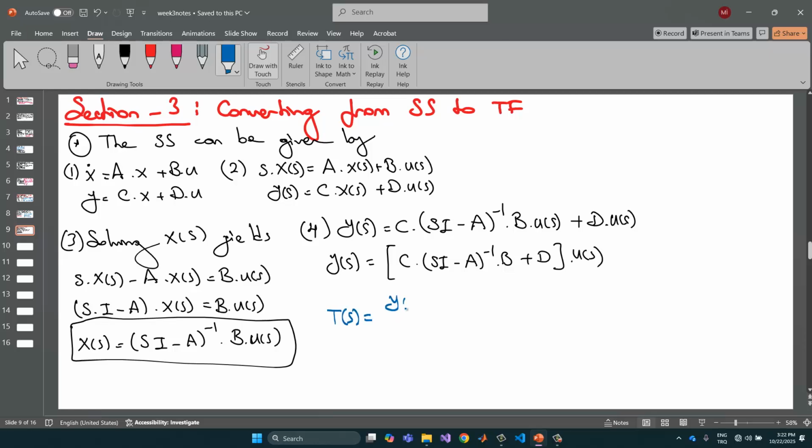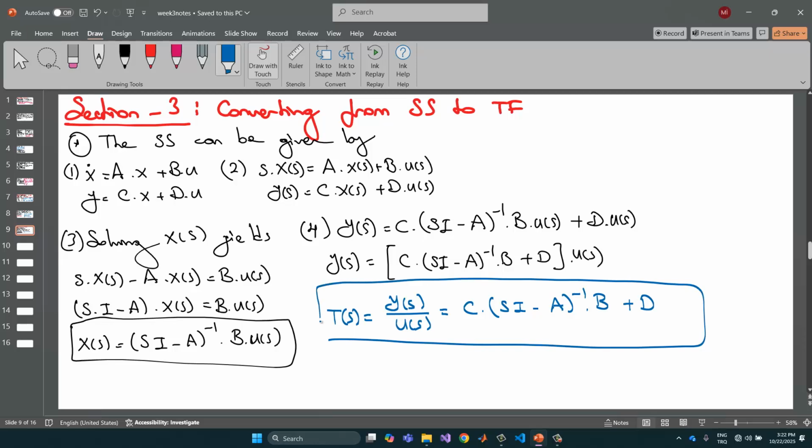And so, what is the transfer function? T(s) is equal to Y(s) over U(s), which is equal to C times (SI minus A) inverse B plus D. This is a procedure to convert from SS to TF. Okay? And so, if we have the state space representation, and if you know C, A, B, D, you can easily convert this form into the transfer function. Okay?